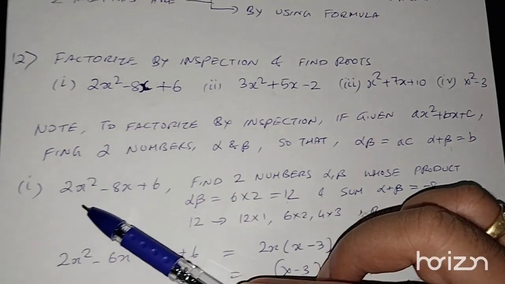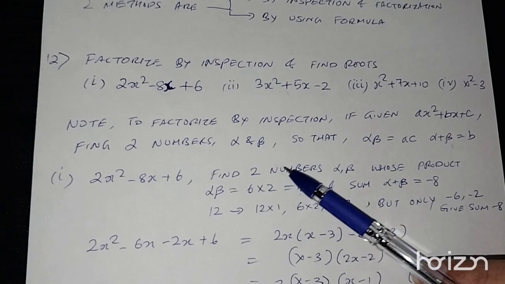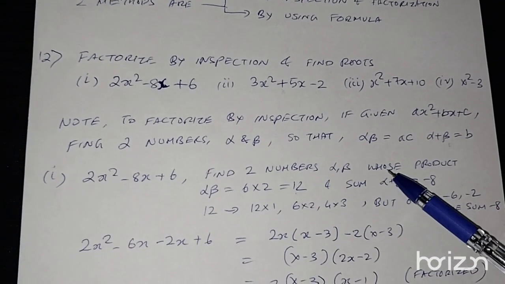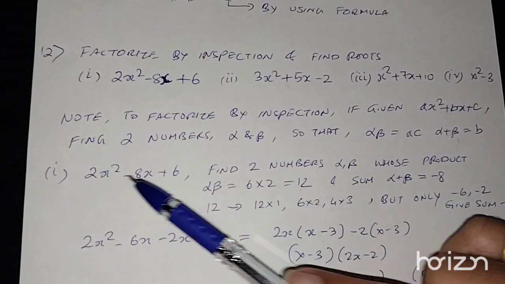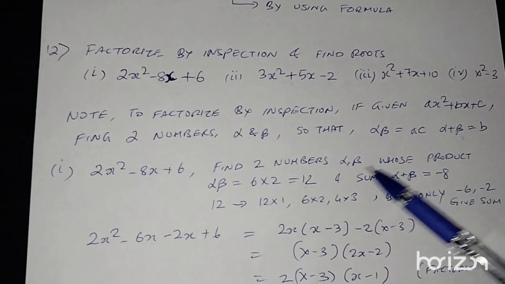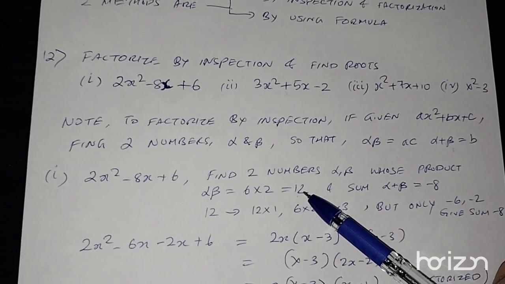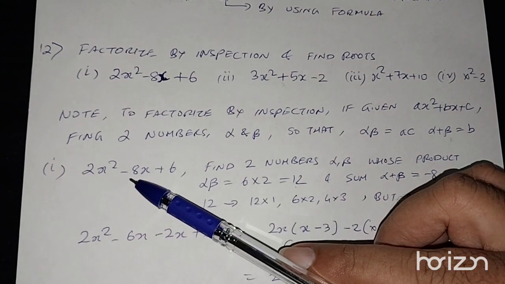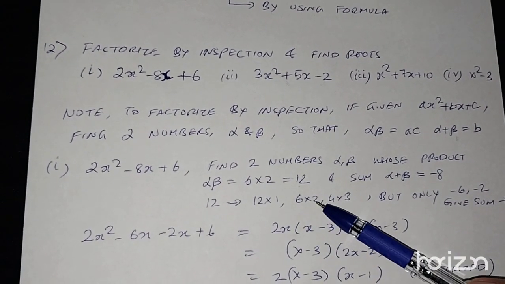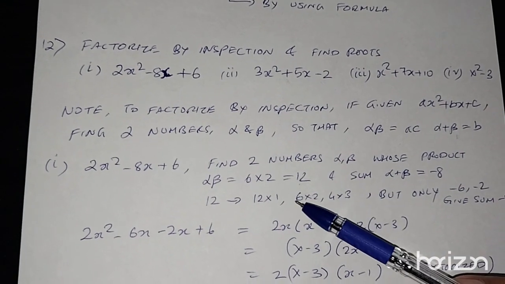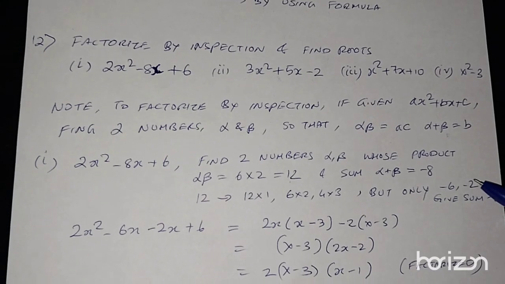Okay, so let's take an example. 2x squared minus 8x plus 6. As we told you, you have to find two numbers alpha and beta whose product is a into c. What is a? It is 2. What is c? It is 6. So find two numbers whose product is 6 into 2, that is 12, and whose sum is minus 8. Okay, now 12 can be expressed as 12 into 1, 6 into 2, 4 into 3, but only one set gives you the sum minus 8, which is minus 6 and minus 2.